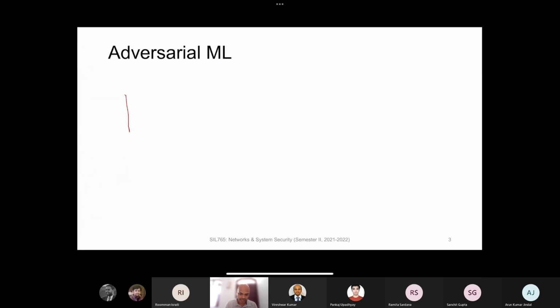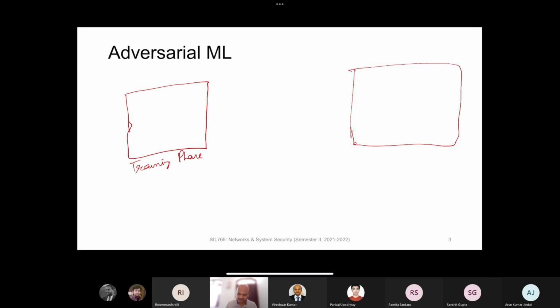So you have these two phases. One is the training phase, and the other one is the test phase. And during the training phase, you have a model and you have some data set. And then you use this data set to train the model.